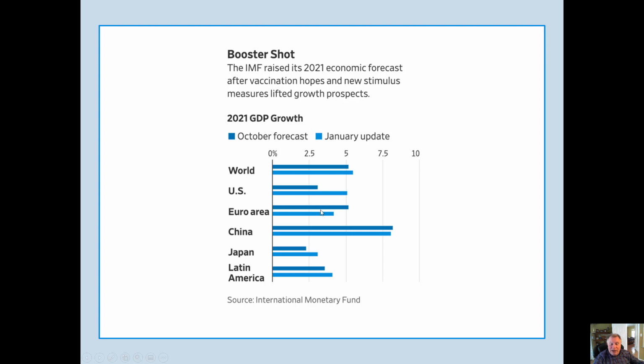Europe is coming down. China's looking about the same, and Japan better, Latin America better, Europe being sort of that odd person out. But the hopes of the stimulus is going to lift growth prospects, and all of this is dependent on a lot of things coming together. So we need to be careful.